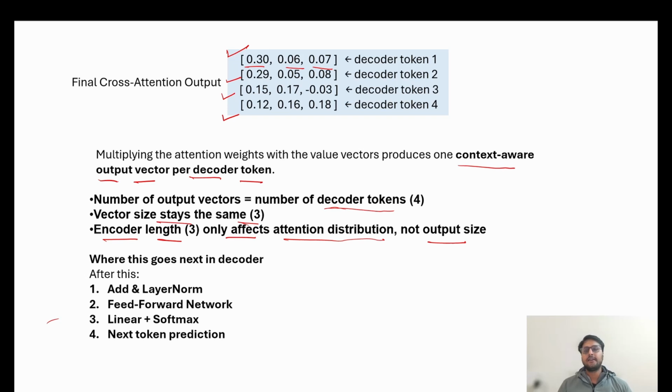After cross attention completes, these vectors go again into the add and norm layer. After that there is a feed forward network. These two I have already covered in my last videos. In the next two videos I will explain these two concepts, and then our transformer architecture will be complete. So that is all about cross attention.